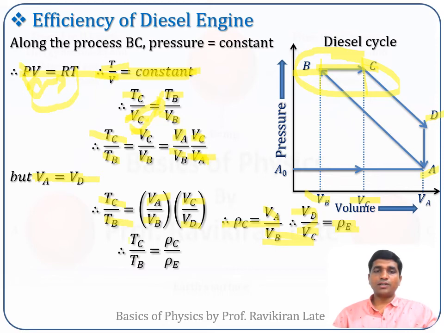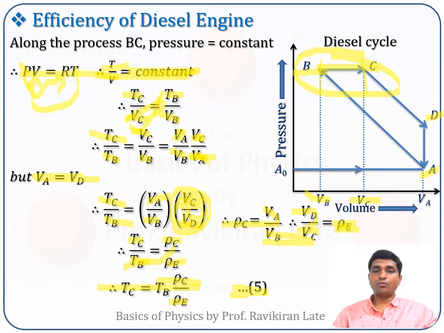Now if you substitute it in this equation, Tc upon Tb is equal to, the first term represents rho c, and the second term Vd upon Vc is the rho e. So instead of Vd upon Vc, it is Vc upon Vd, so if you substitute, that will be 1 upon rho e. From this we can write the value of Tc, which will come out to be Tb into rho c upon rho e. We are just transferring this Tb from this side to this side, so it gets multiplied. Let us call this equation number 5.